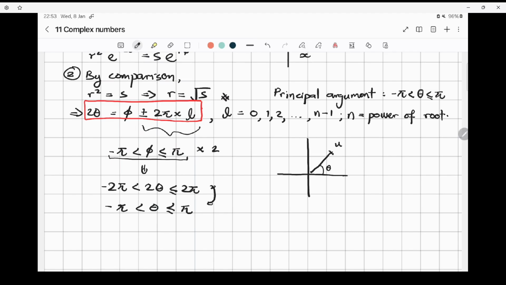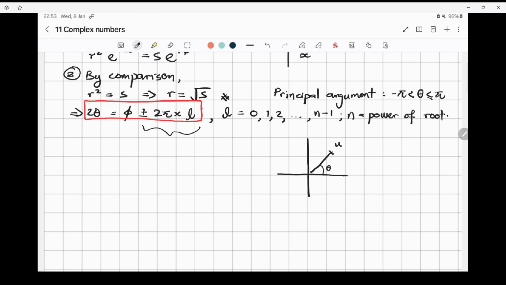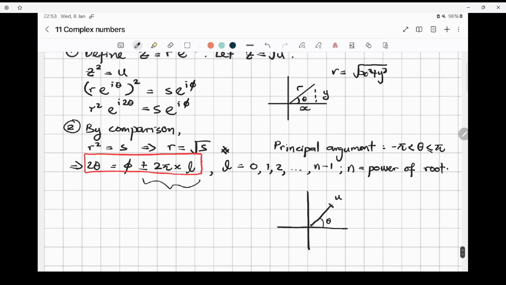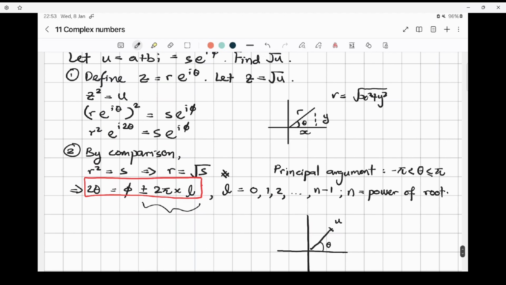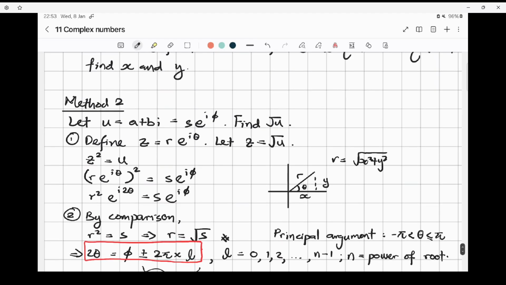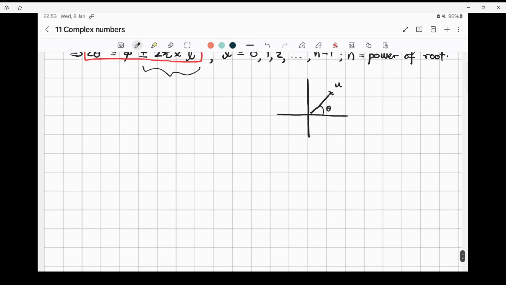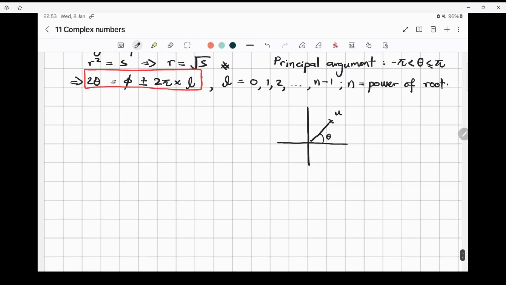So let's look at some examples. Basically you just need to rely on these two equations and you can directly find the square root of a complex number, or even up to the n-th root of a complex number. In this case, I do think that the second method is a lot easier compared with the first method. But let's look at some examples.